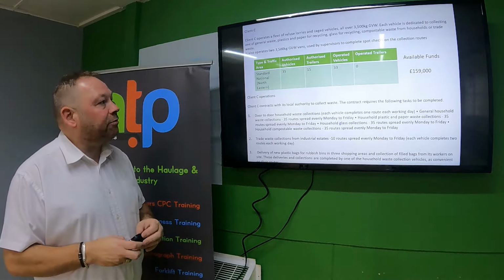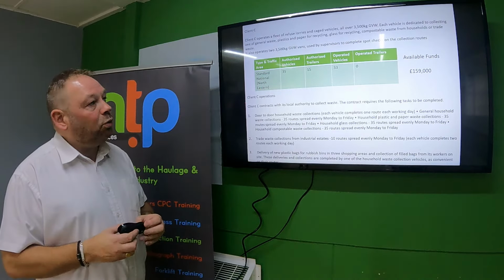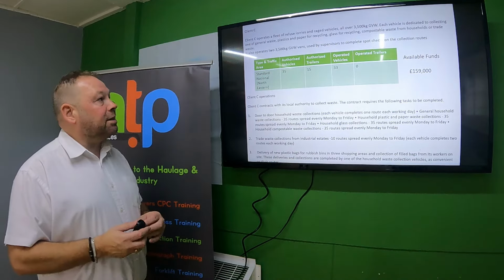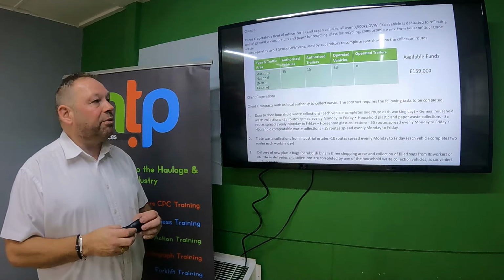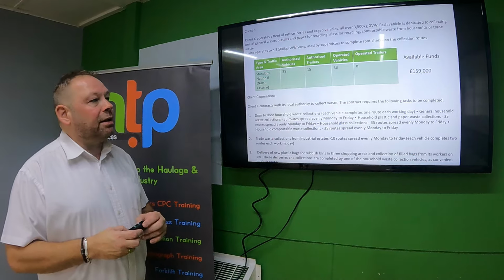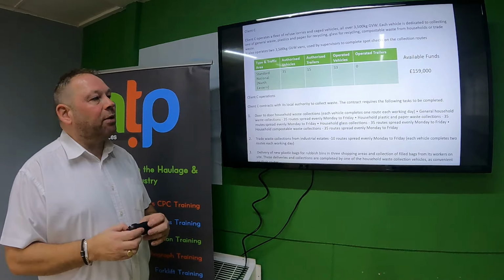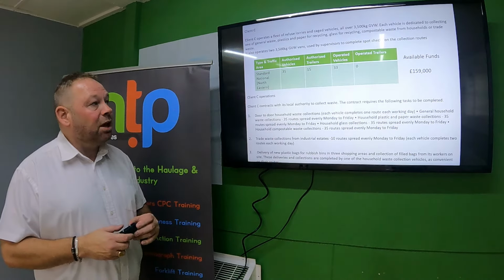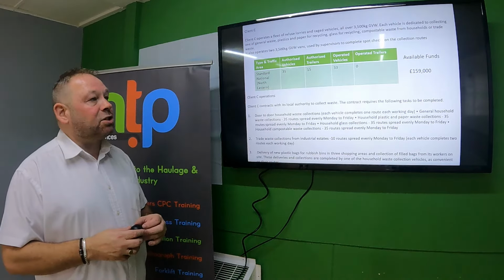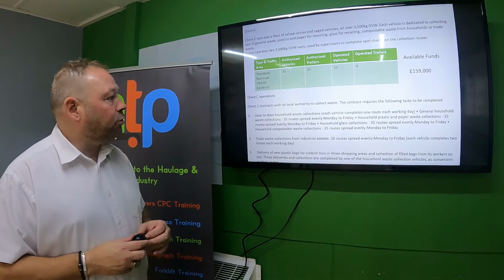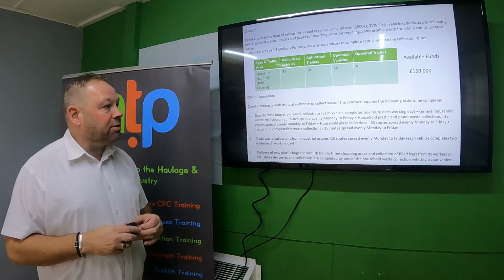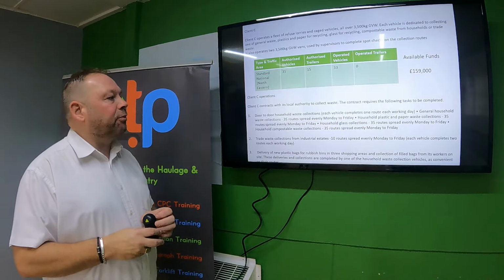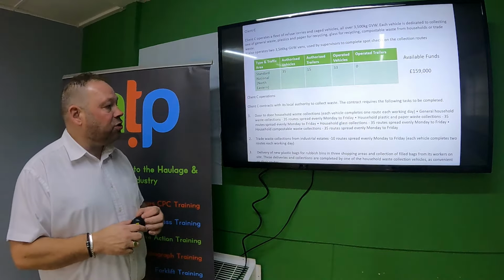Client C operates a fleet of refuse lorries, caged vehicles, all over 3,500 kilograms. Each vehicle is dedicated to collecting one of general waste, plastics and paper for recycling, glass for recycling, compostable waste from households or trade waste. It operates two 3,500 kilogram vans used by supervisors to complete spot checks on the collection routes. The grid gives us the traffic area, authorised vehicles and trailers and the number that's operated, and the available funds.